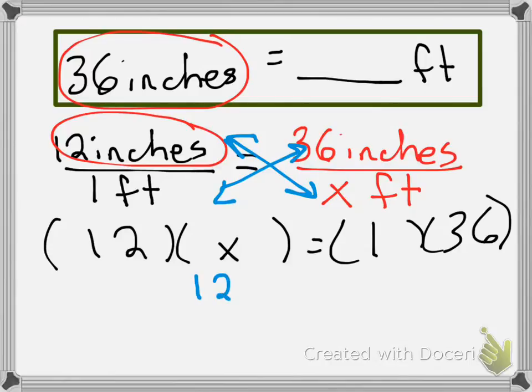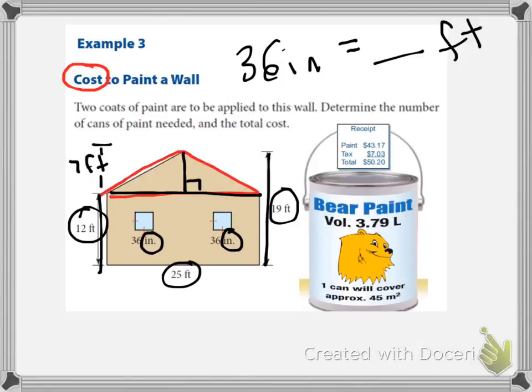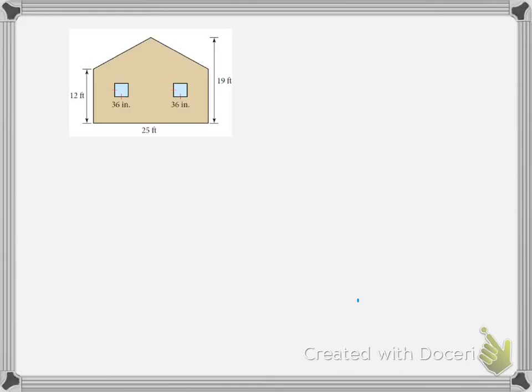So 12 times X is 12X. 1 times 36 is 36. Divide both sides by 12. X equals 3. So 36 inches is equal to 3 feet. So we can go back here and say that the length and width of each of these squares is 3 feet. So 3 feet, 3 feet, and this was 19 minus 12 feet, which is 7 feet.